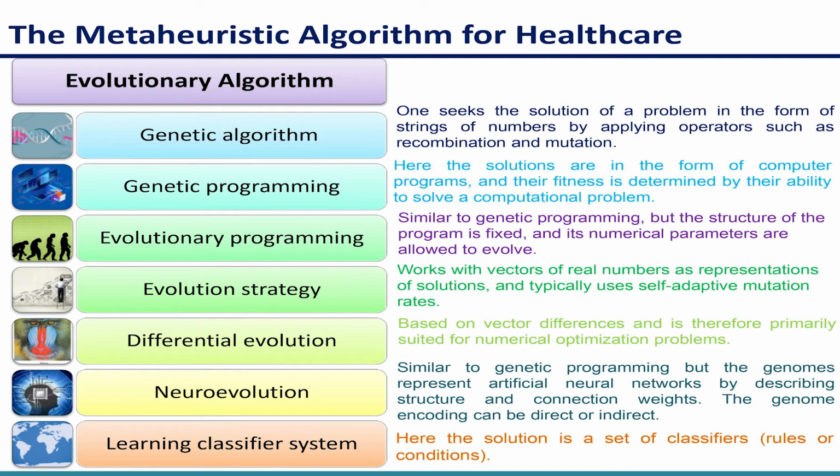Then we have evolution strategy. Evolution strategy works with a vector of real numbers as a representation of the solutions and typically uses a self-adaptive mutation rate, finding the percentage or rate of mutations and recombinations. So evolution strategy works with a vector of real numbers as a representation of the solutions and typically uses a self-adaptive mutation rate.